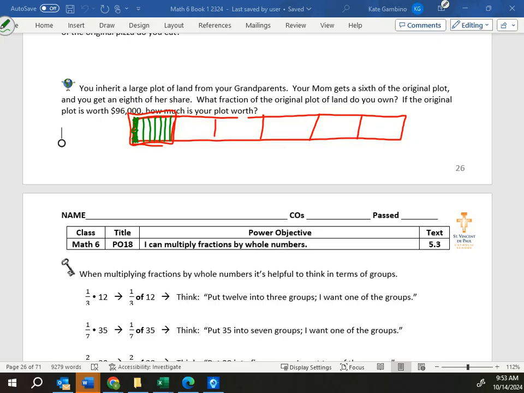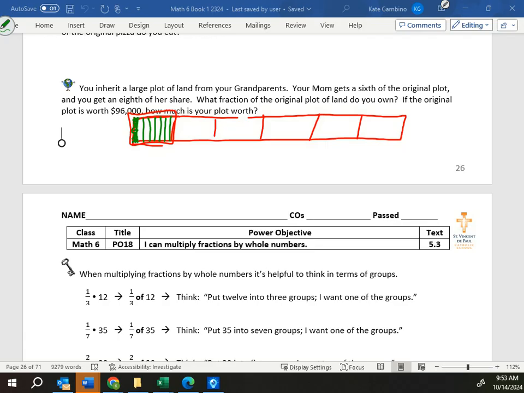So you can do the picture to figure it out, because sometimes with these word problems, we're not sure what to do. Or if you know the math, which fractions you're multiplying together, thinking about the words that I was saying, you get 1/8 of your mom's 1/6. What math are we doing?